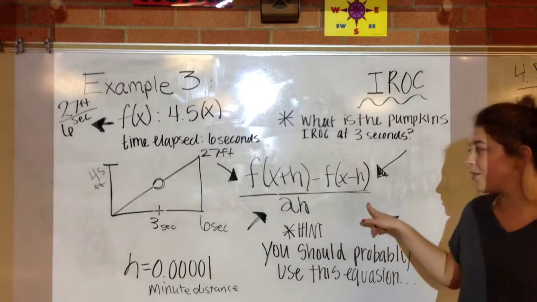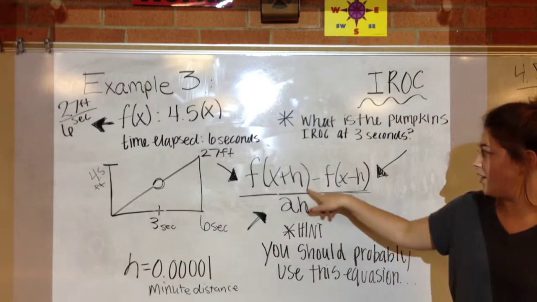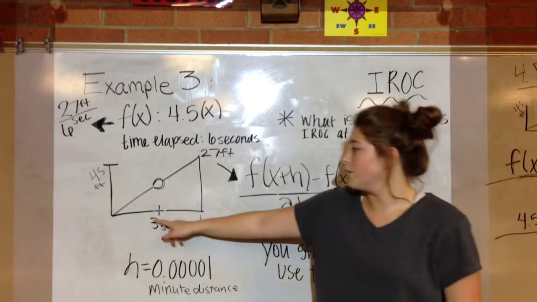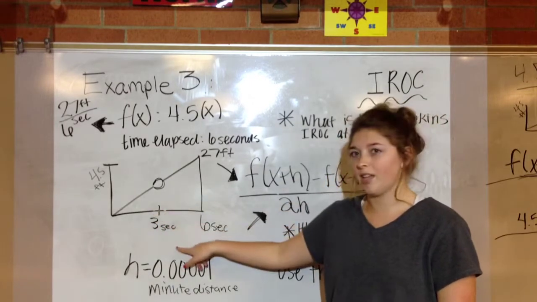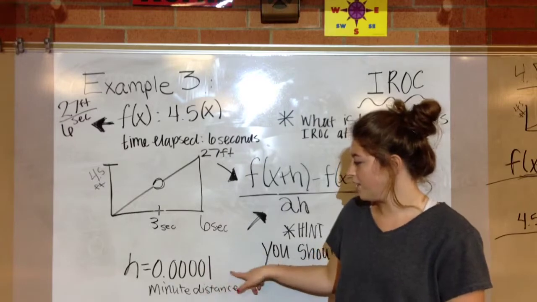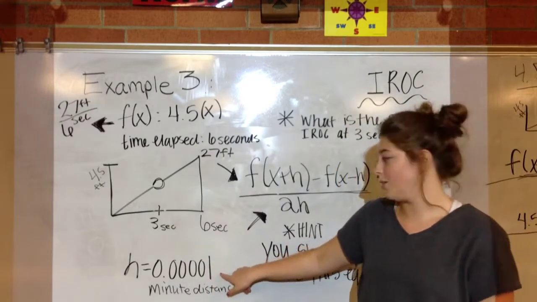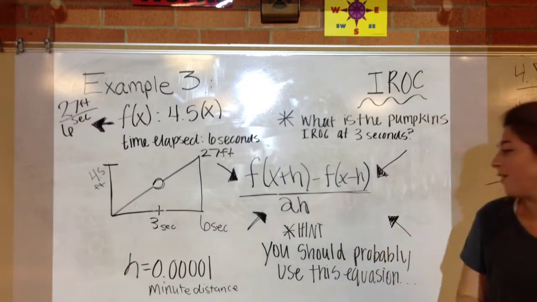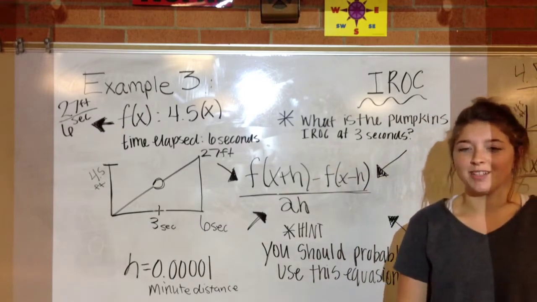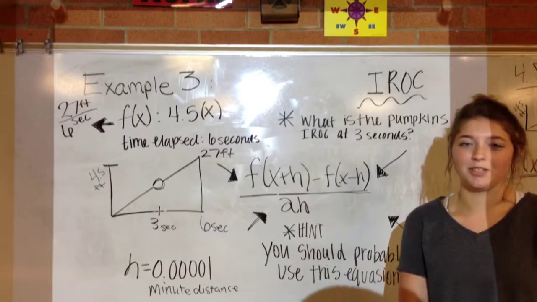So you're probably going to want to use this equation, and you're using an x from both sides close to 3 seconds. And your h is going to equal 0.00001, which is a really minute distance from 0. Okay, now if you could pause this, everyone try to do this.